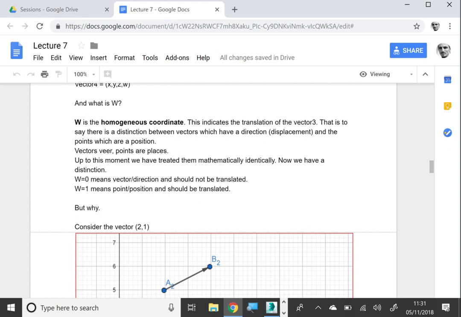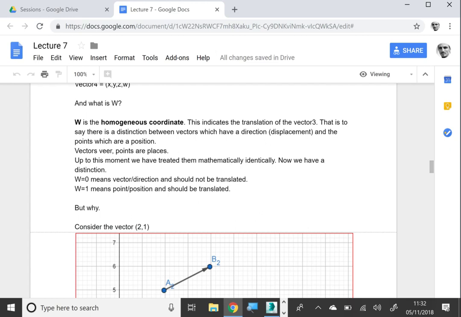So we indicate this by saying W0 is a vector or a direction, and it should not be translated. And W1 means it's a point or a position, and it should be translated. So in other words, if we've got a vector and we're doing matrix multiplication, we need to know whether to translate or not. If it's a vector direction, we don't need to translate it. If it's a point or position, it should be translated. In other words, points get moved by the transform, directions don't get moved by the transform.